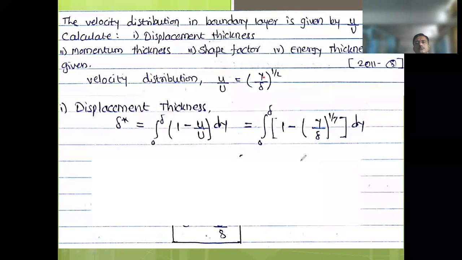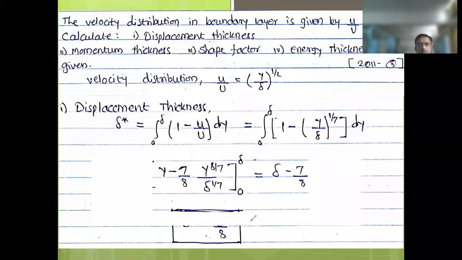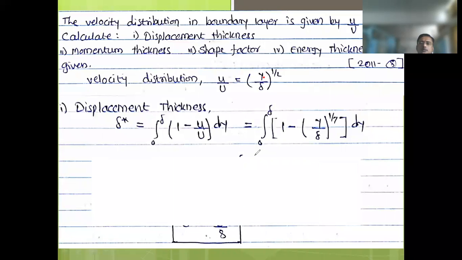What is the equation of displacement thickness? Del star is equal to integration from 0 to del of 1 minus small u upon capital U into dy. Okay. Now we have to put the value of small u by capital U here instead of this. So what will we get here?